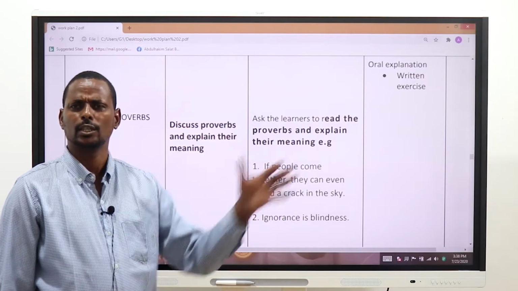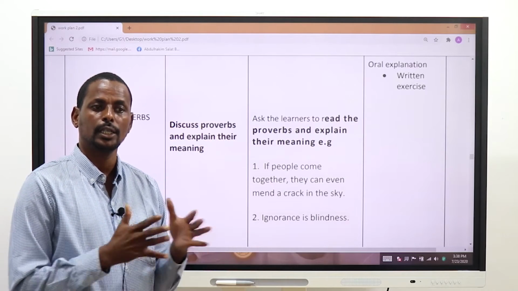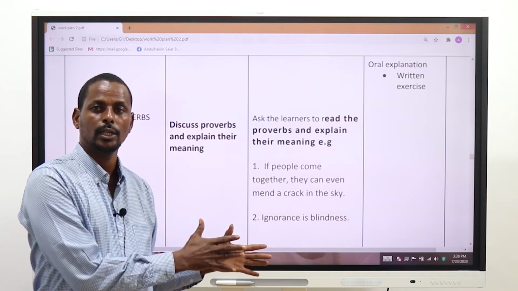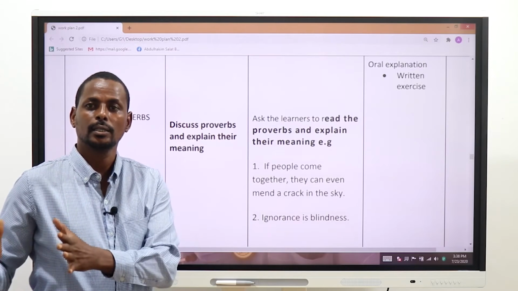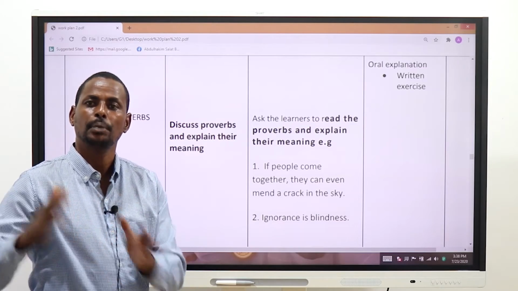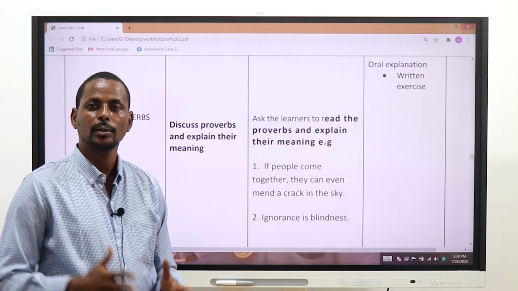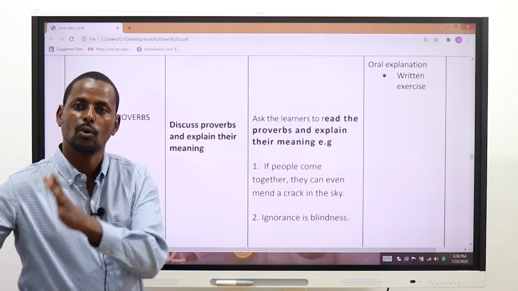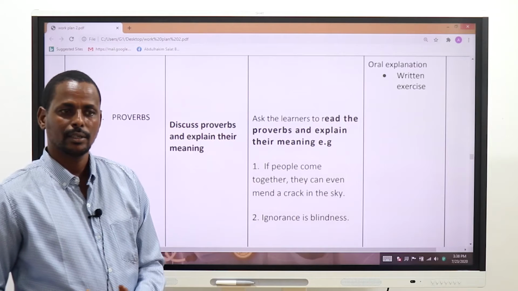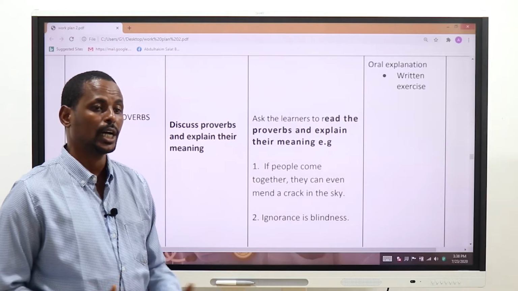They are those related to social responsibility, those related to religious responsibility, those related to work, and those related to morality. Patience pays, for example. The early bird catches the worm. First come, first served. Punctuality. These are words of wisdom which carry knowledge.